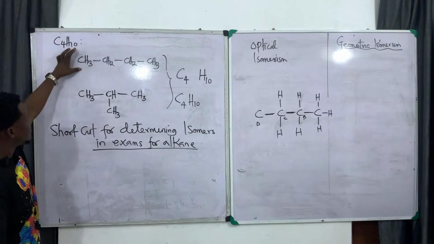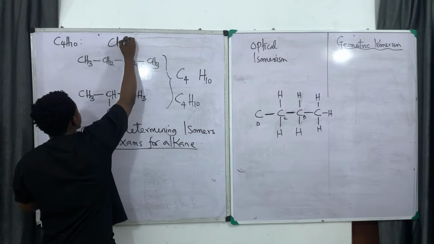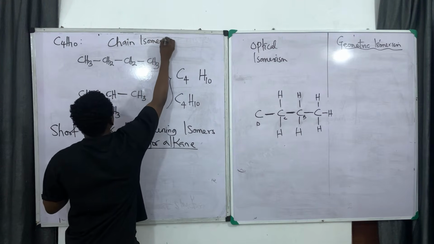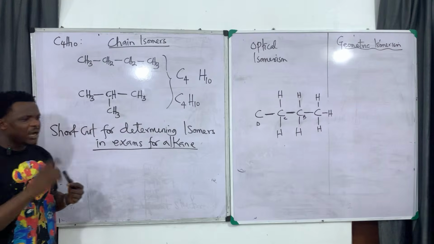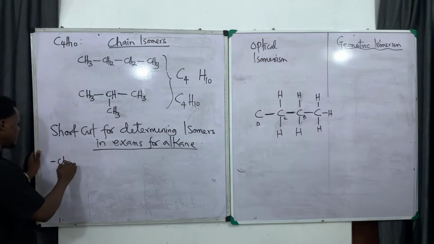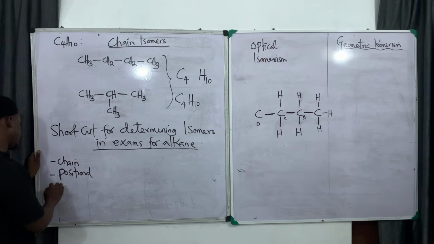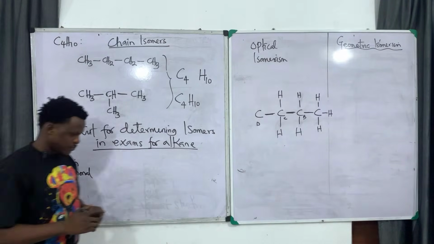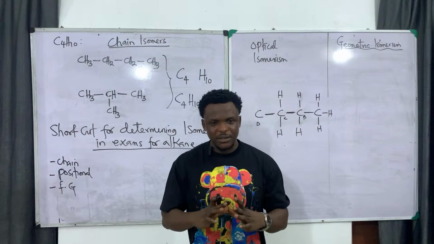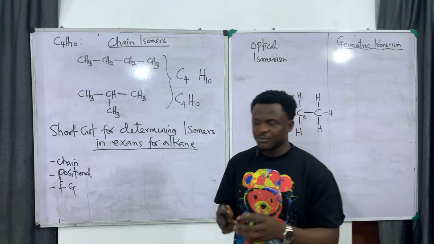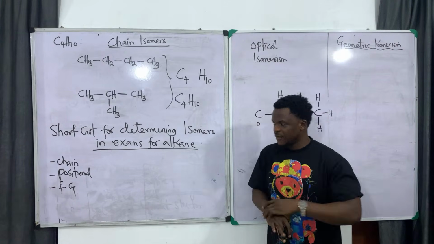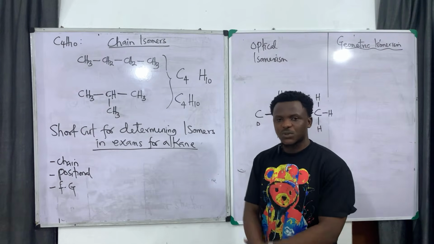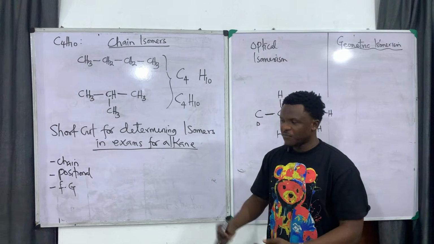Now, this is under chain isomers. Remember, I said that structural isomers is divided into 3: chain, positional, and functional group. Since we have new persons in our midst, I'll switch the mode of teaching. Let me do more teaching and less past question mode just for today. From tomorrow, we continue with our past question mode, because I'll teach first, then I'll solve questions.